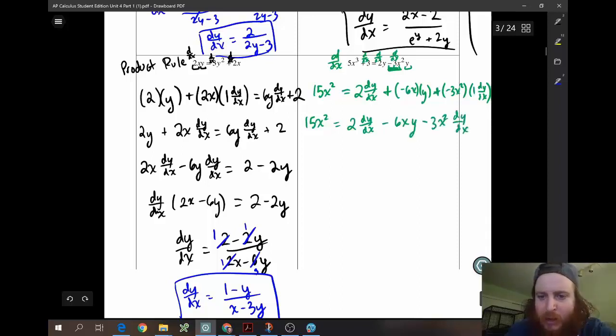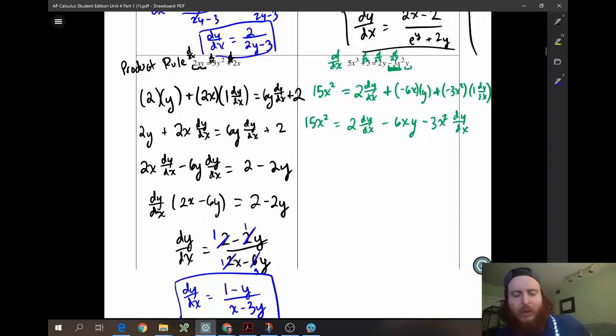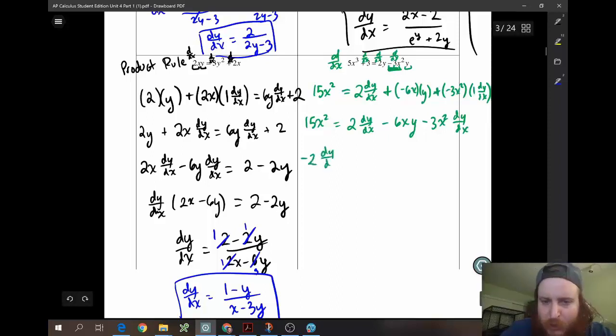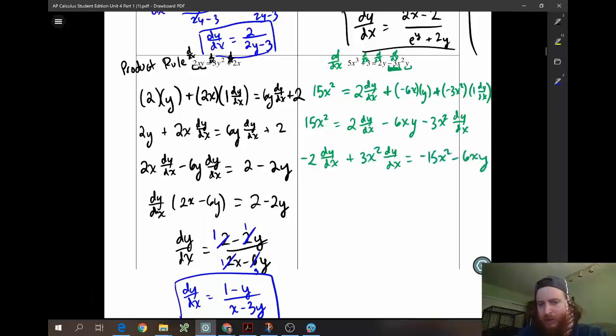Now if you're really good at math and you're comfortable, you move the 6xy over, because you're going to have dy dx both on the right side. But if you want to put it always on the left side, you can always put it on the left side. So that's what I'm going to do. So I'm going to just move the 2 dy dx over, make it negative 2 dy dx. Move the negative 3x squared over, make it positive 3x squared dy dx. And then move the negative 15x squared over, make it negative 15x squared minus 6xy. So basically, I put everything with the dy dx to the left, everything without to the right, and if they're going to switch sides, they have to switch signs.